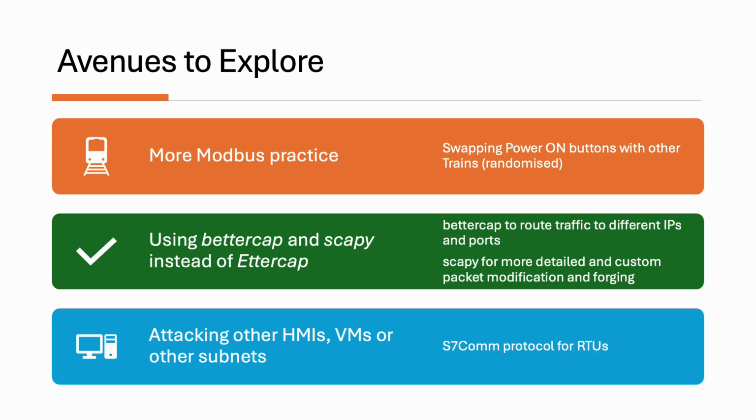This workshop is meant to be a simple introduction to how to attack the railway system. Please feel free to explore and develop more advanced attacks on the railway system. If you would like to familiarize yourself more with Modbus, try swapping the power on of one train with other trains' power on buttons, or even power off buttons. You can also try using other tools like Ettercap and Scapy to route traffic to different IPs and ports so that you can conduct more detailed and custom packet modification and forging. Other HMIs, VMs, and even other subnets like the engineer subnets can also be targeted, or even other protocols like S7Comm.